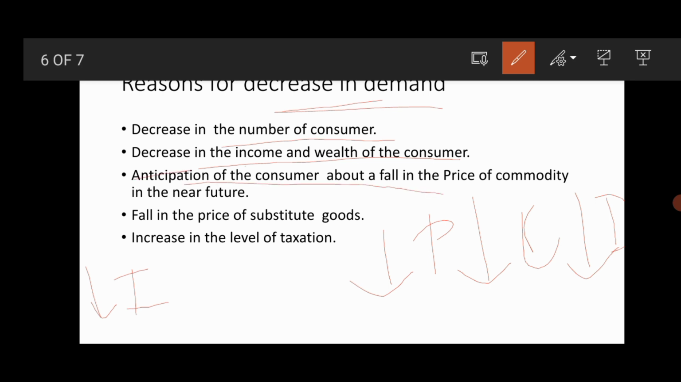Anticipation of consumers about a fall in the prices of a commodity in the near future. Now the consumer anticipates or assumes that in the future the price of a particular commodity, take an example of A commodity, is going to decline. Then he will not buy that commodity now, he will buy that commodity in the future. Therefore there will be a change in demand, that is, there will be a decrease in demand.